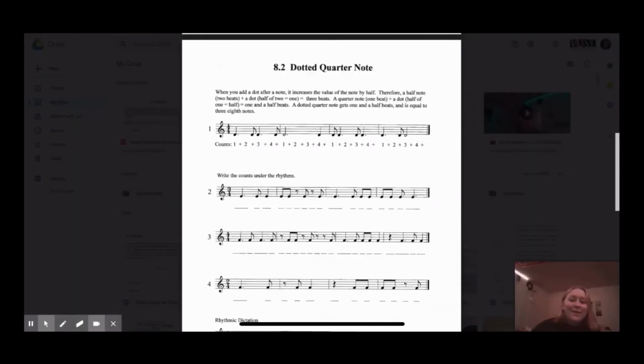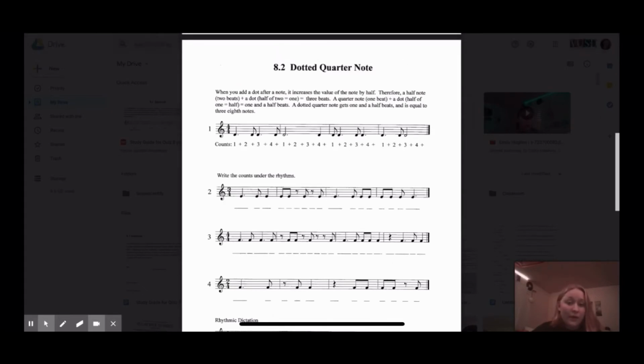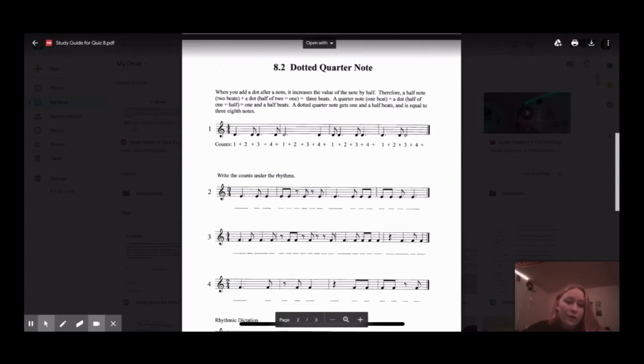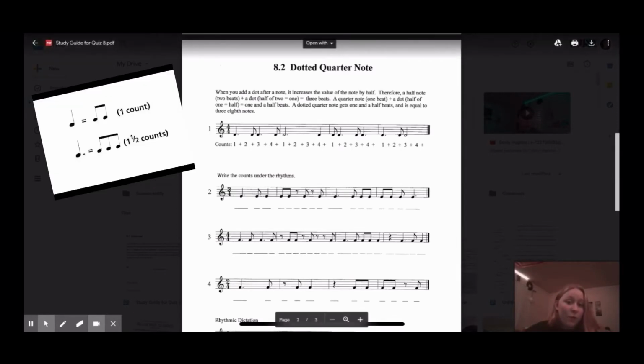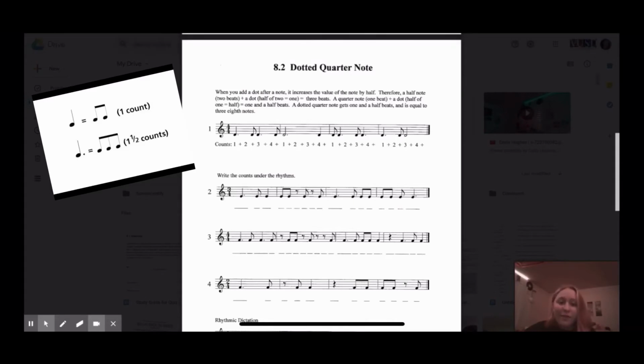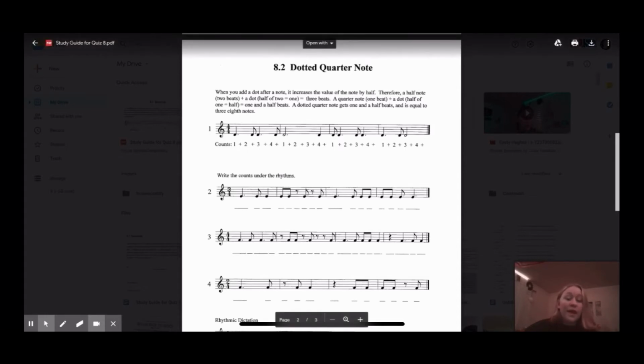Hello, we are going to talk about 8.2, which is dotted quarter notes, and it is the second part of the 8 study guide. So, it says here, when you add a dot after a note, it increases the value of the note by half. Therefore, a half note, 2 beats, and a dot, half of 2, 1, equals 3 beats. A quarter note, for instance, would be 1 beat, and a dot, which is half of 1, would equal 1.5 beats. A dotted quarter note gets 1.5 beats and is equal to 3 eighth notes.